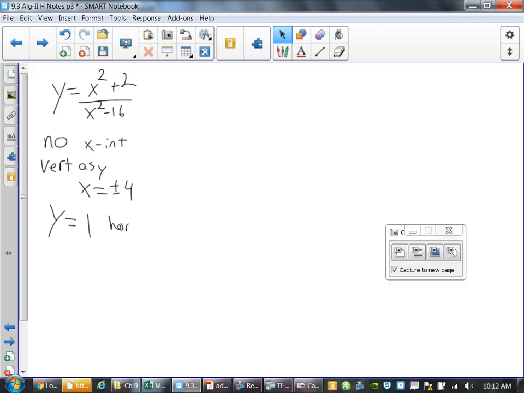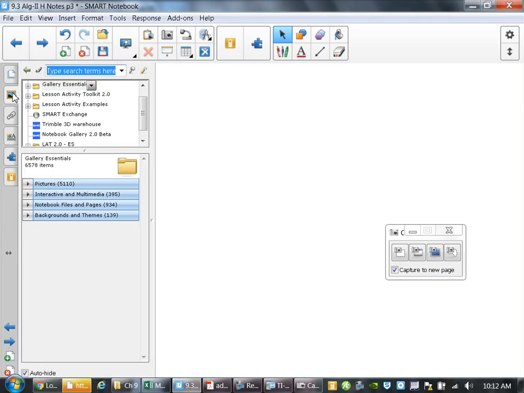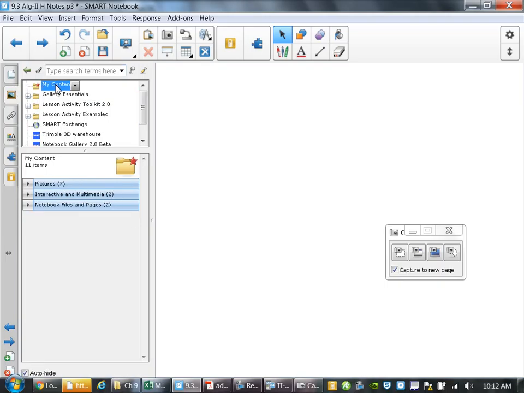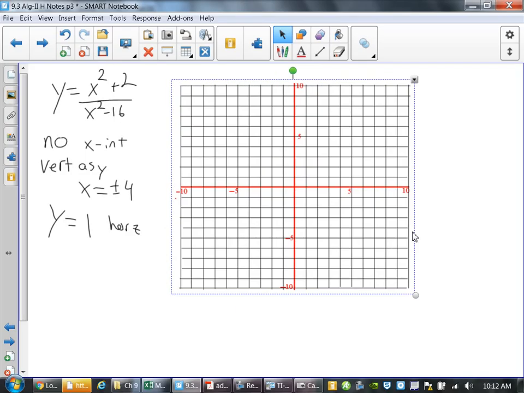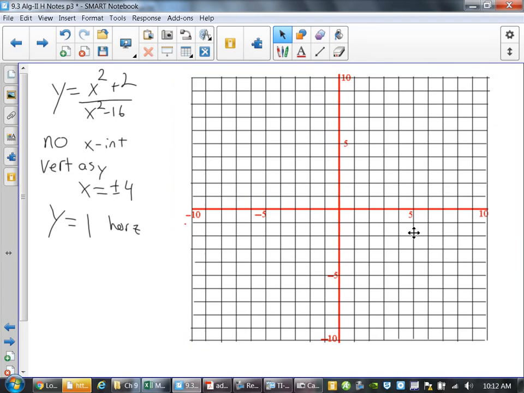Do we have to find a slant asymptote? There is not. Why is there not a slant asymptote? Because the top one is not bigger than the bottom one. The degrees are the same. The only time I'm going to want you to find a slant asymptote is if the degree on the top is 1 more than the degree on the bottom.